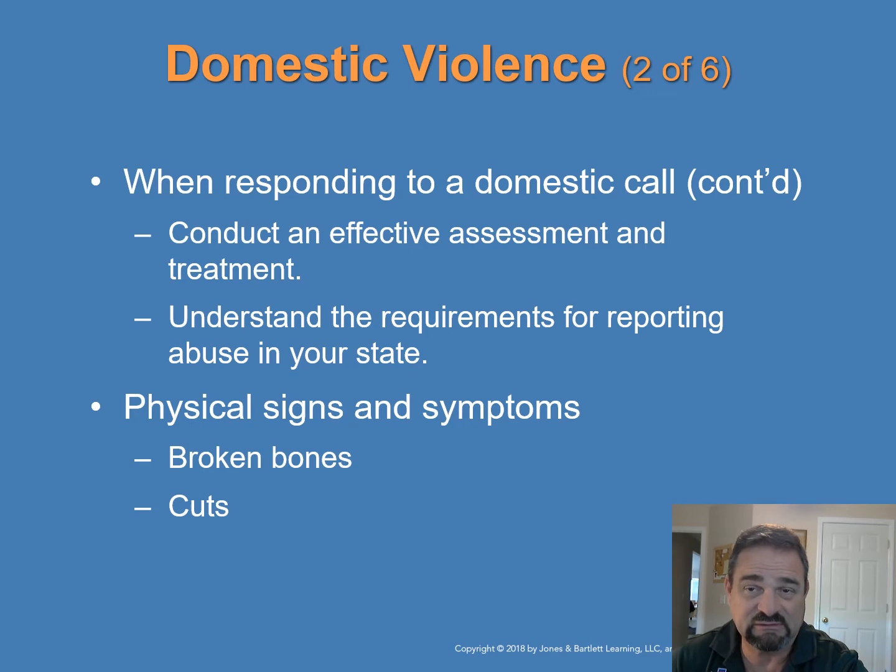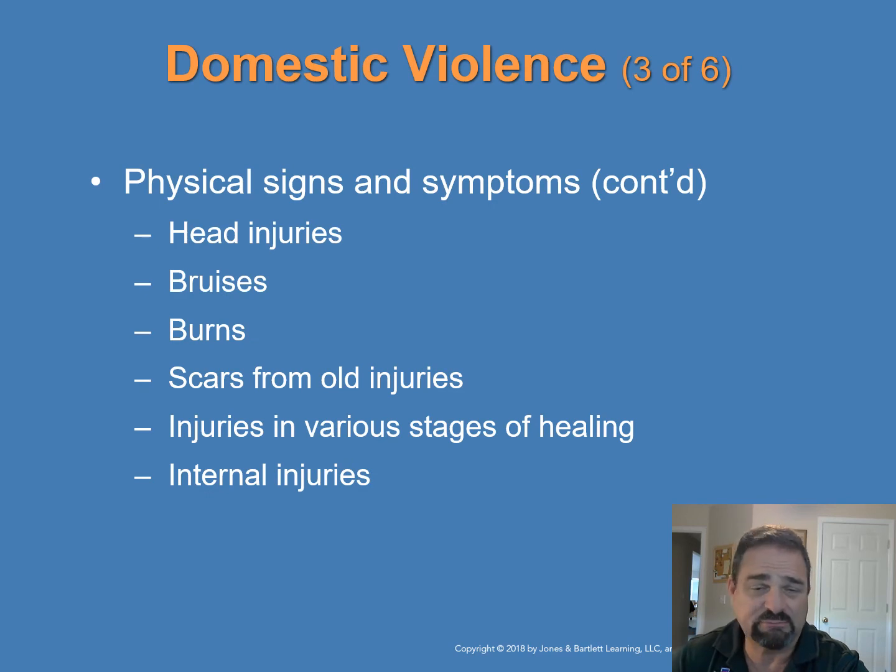Signs and symptoms include physical injuries, the emotional state of the victim, and the personality indicators of the abuser. Physical injuries could be broken bones, cuts, bruises in different stages of healing, head injuries, burns, scalds, or scars from old injuries, and also internal injuries. So we can't rule anything out when it comes to abuse and potential injuries of these patients. Usually they want to hide them anyway because they're embarrassed about it. So that's not a good thing.